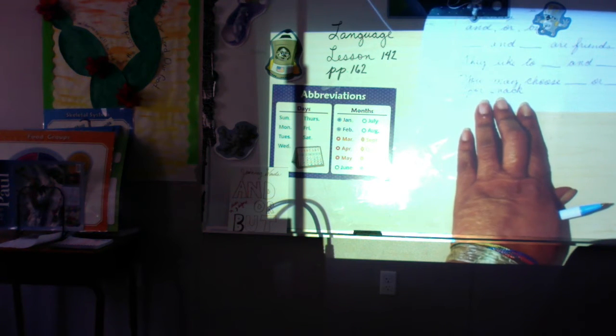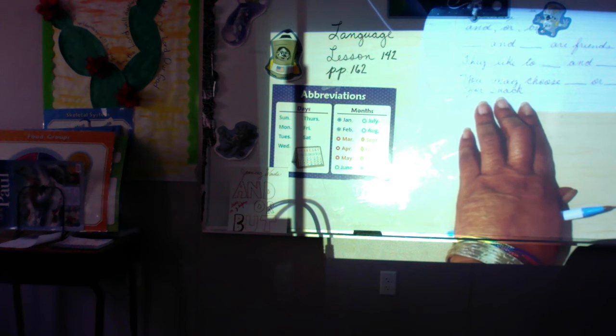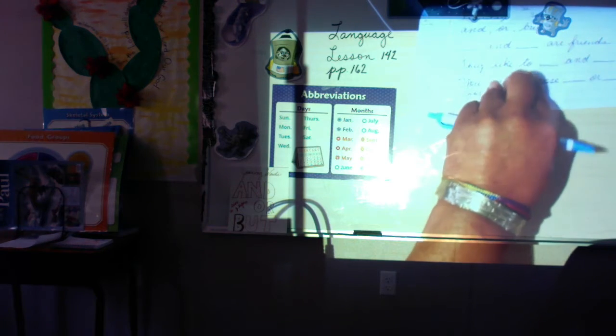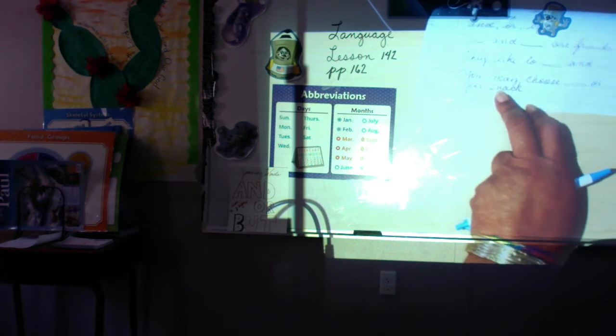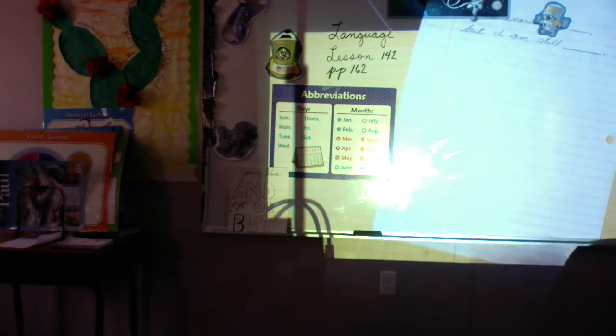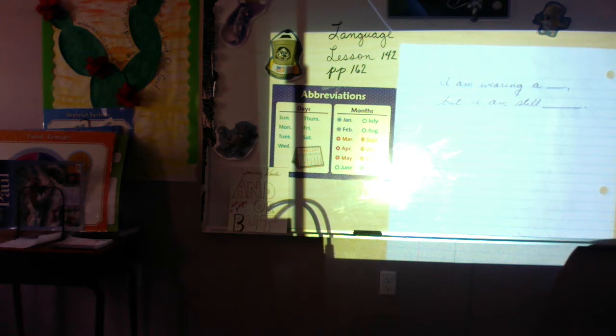You may choose blank or blank for a snack, when you have two choices of one or the other. You have a choice of cheese or an apple for a snack, pretzels or cheese puffs. Okay, next sentence and last sentence. I'm giving you a moment to write it down and figure out what we are going to insert. It says, I am wearing a blank, but I am still cold. I am wearing a jacket, but I am still cold. That's the one I wrote.